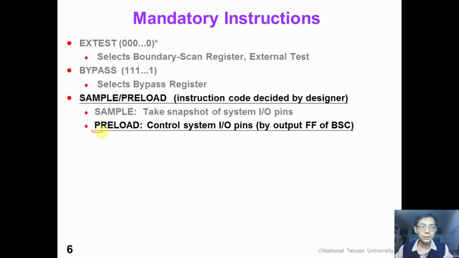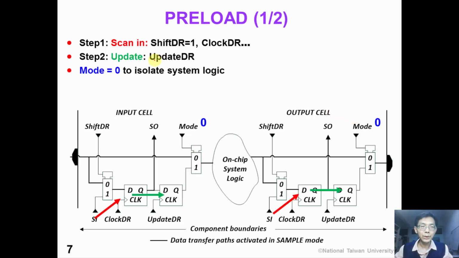Now let's look at the preload instruction, which controls the system I/O pin by the output flip-flop in the BSC. In the preload instruction, in step 1, shift DR is controlled to 1. When we clock the clock DR, we shift in our test pattern. In step 2, we pause the update DR clock, so we can transfer our test pattern into the output flip-flop.